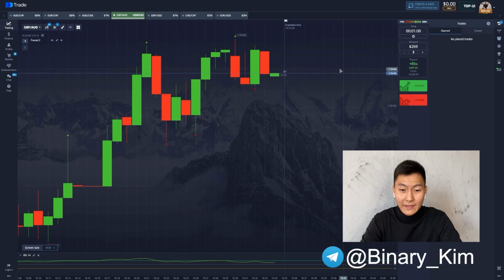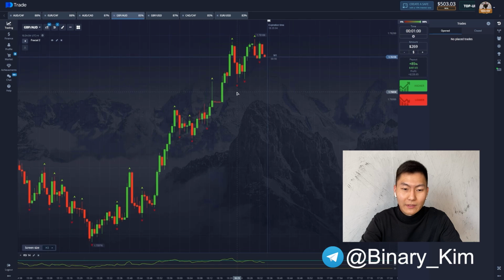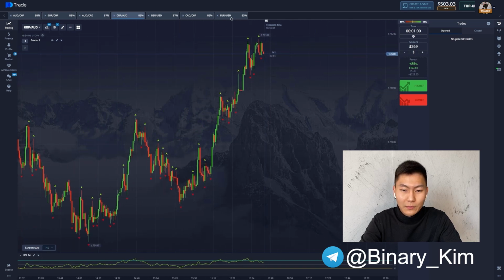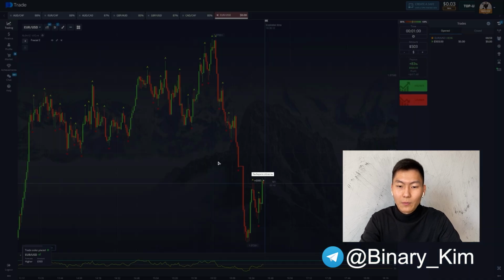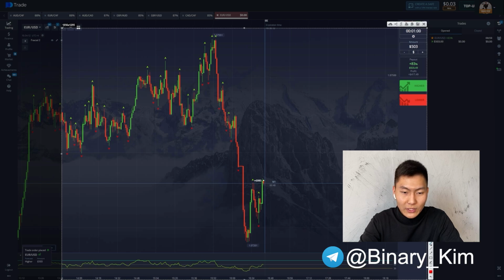As you can see, the price has been closed in profit. There is $500 on the balance. And let's move on to the next currency pair. This one is also perfect for us, and let's open a $500 long position.